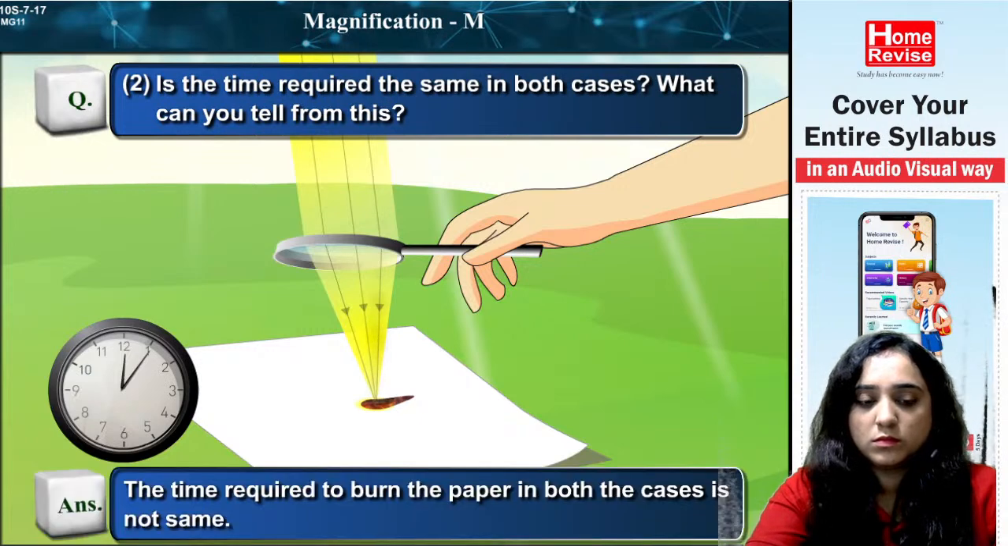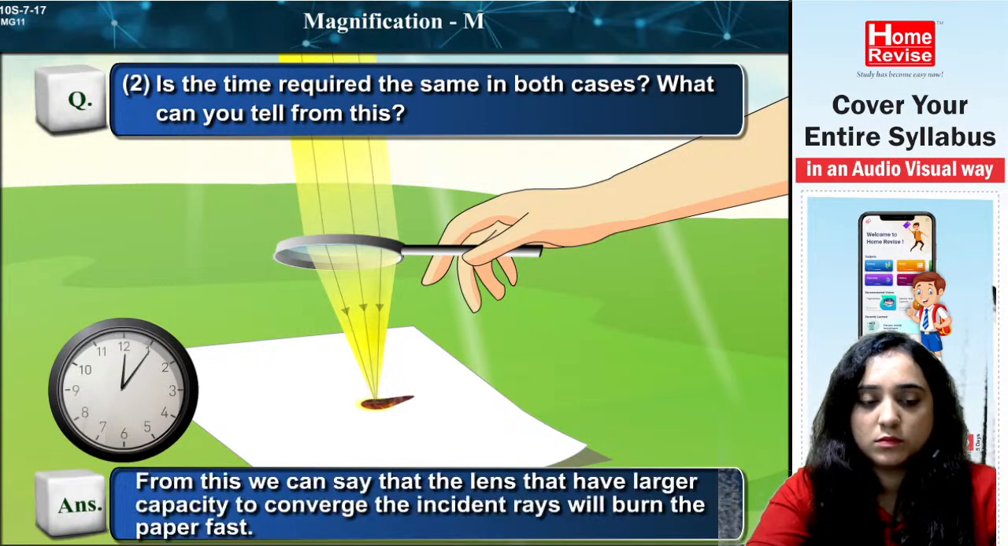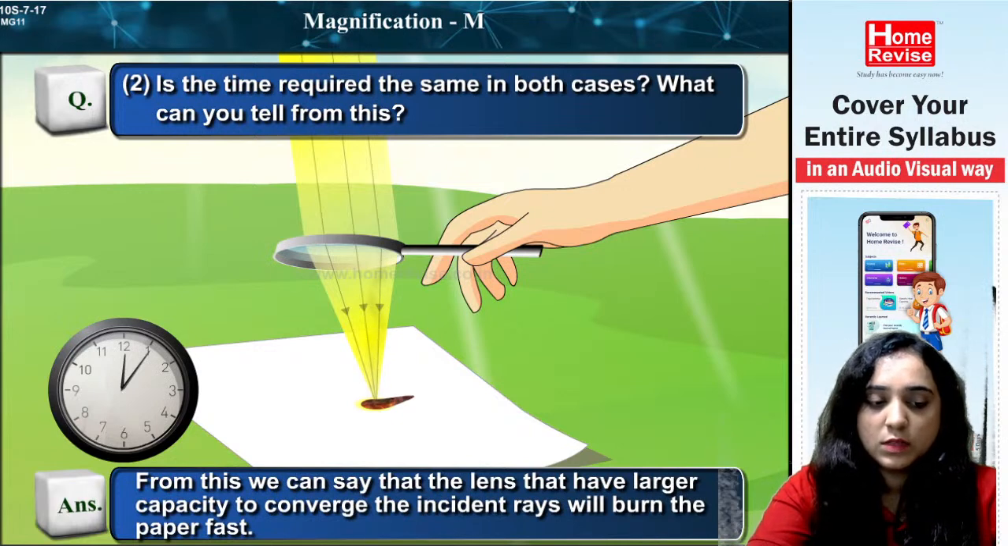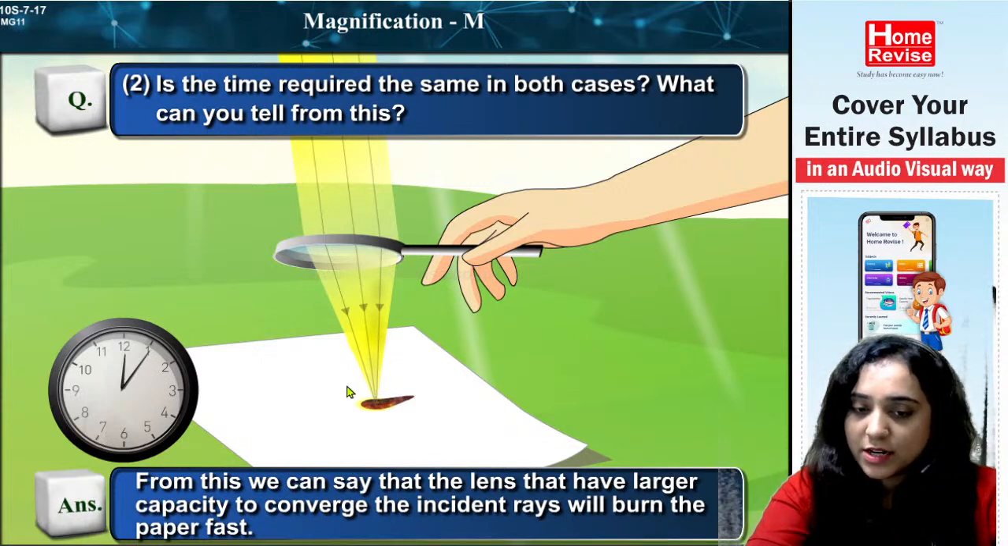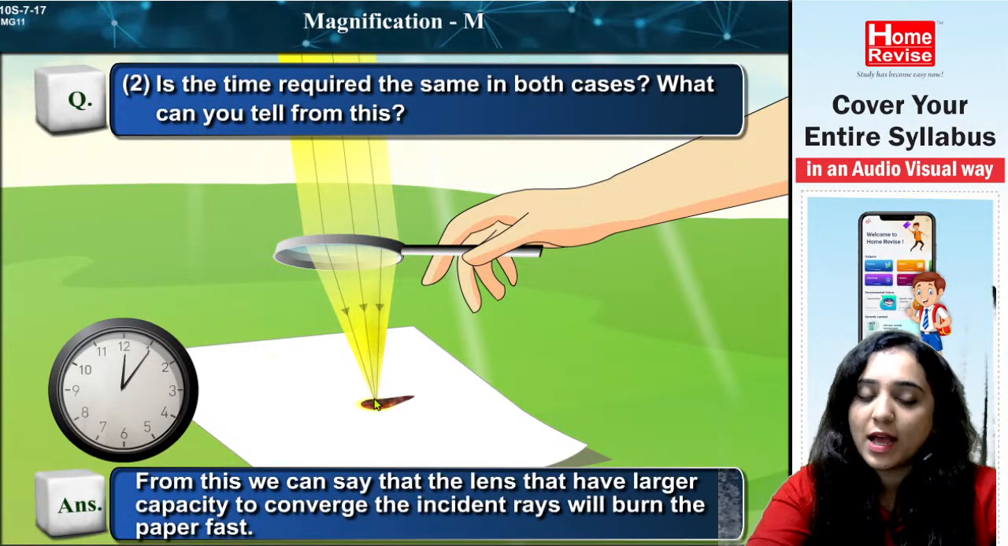Answer: the time required to burn the paper in both the cases is not the same. From this we can say that the lens that has a larger capacity to converge the incident rays will burn the paper faster. So the lens which has a larger capacity to converge the incident rays will burn the paper fast.